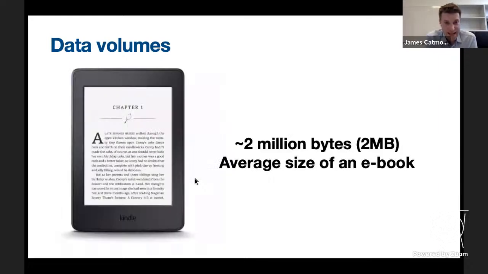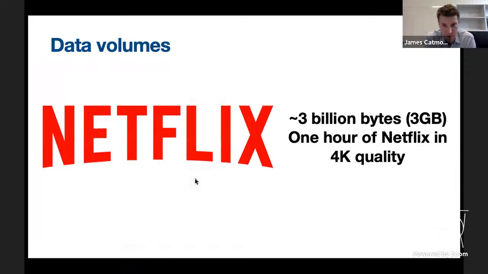Now, if you have an ebook on your Kindle or your iPad or whatever, typically this ebook is around 2 million bytes or around 2 megabytes. Not the whole of the Kindle, just one book. So that sets that into context. And if you watch Netflix for about 1 hour, in 4K quality, the best available quality, then into your house you will stream around 3 billion bytes or about 3 gigabytes. So that's an hour of high quality Netflix.